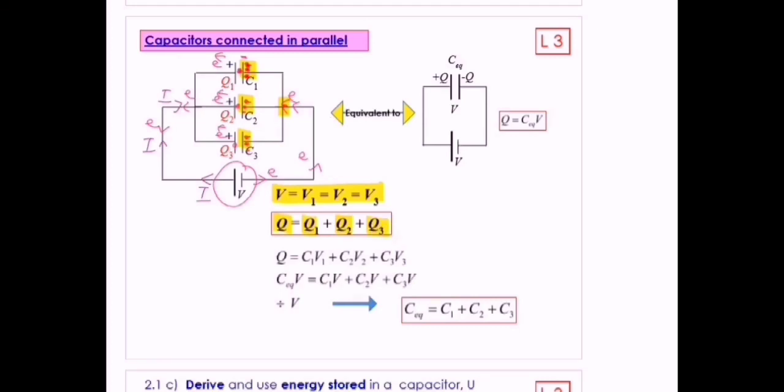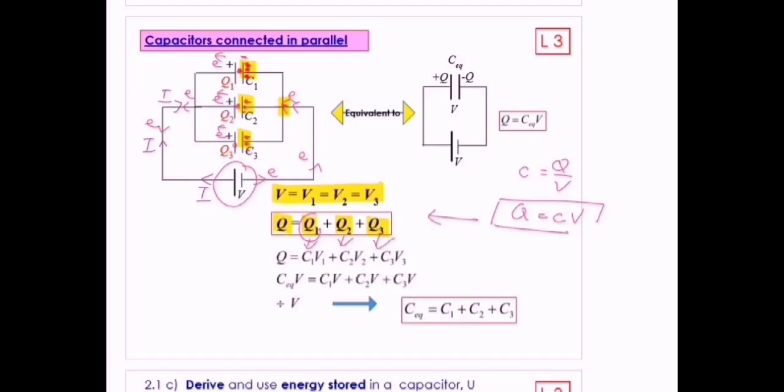Again, we know the equation C equals Q over V. Therefore Q equals CV, and then we substitute it into this equation. So we get Q1 replaced with C1 and V1, Q2 replaced with C2 and V2, and Q3 replaced with C3 and V3.